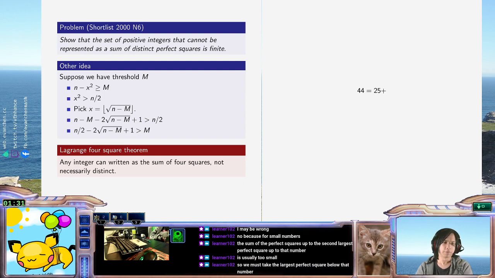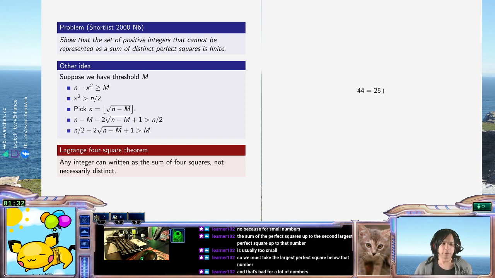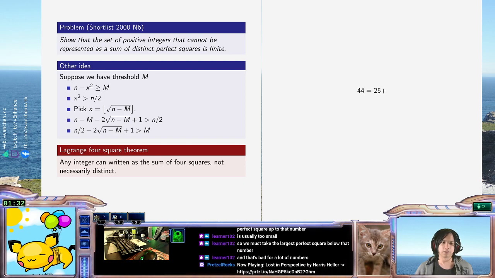Here's a different idea. What if I try to get it down to a 1 mod 4 number? Because we're promised that a 1 mod 4 number is always the sum of two squares. No, sorry, that's false. God! 1 mod 4 numbers in some interval with sum of two squares. Oh god, this is so bad.